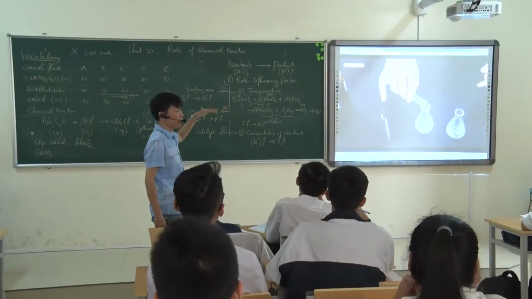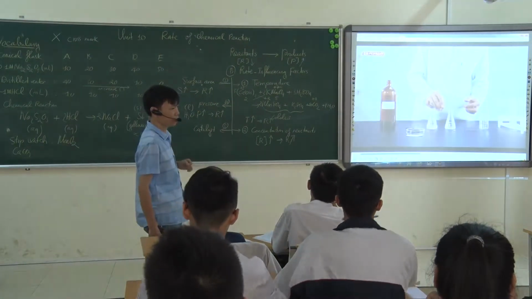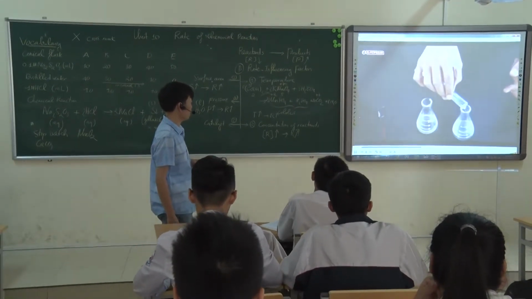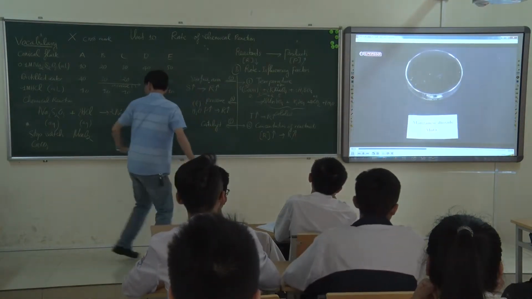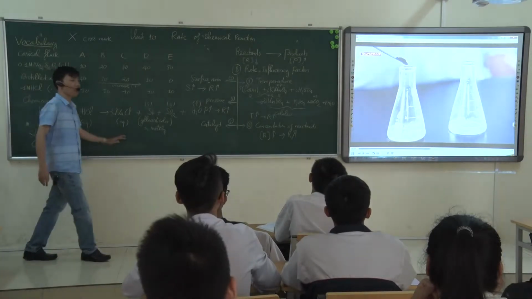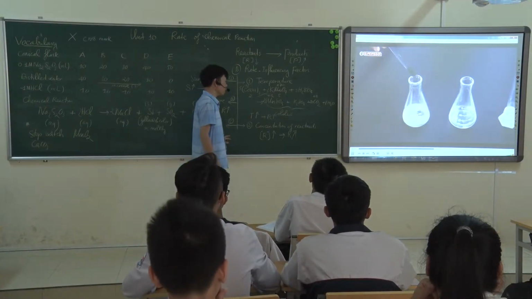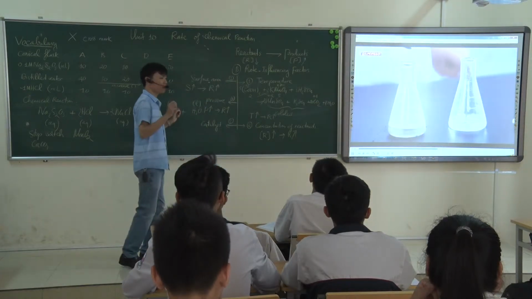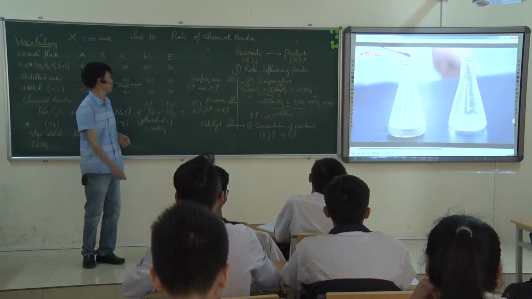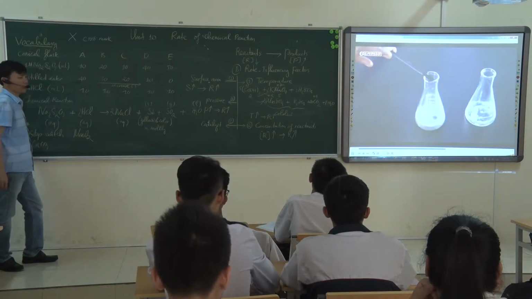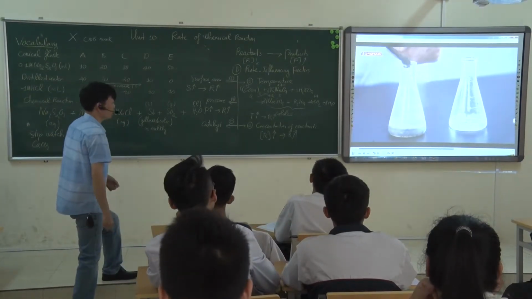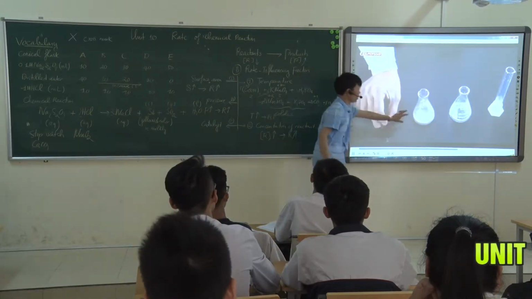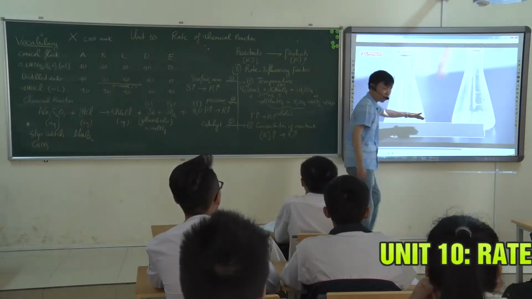Now you observe which chemical reaction occurs faster or slowly. Which one, with catalyst manganese dioxide, occurs faster than the reaction without catalyst, okay? Without catalyst. Because the catalyst reduces the activation energy, vì nó giảm cái năng lượng hoạt hóa.